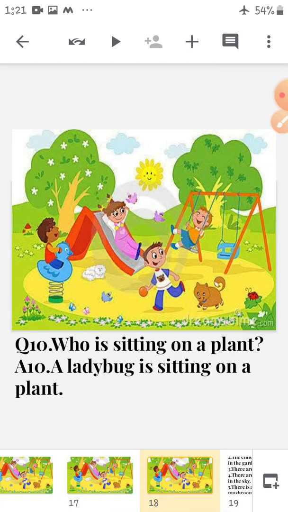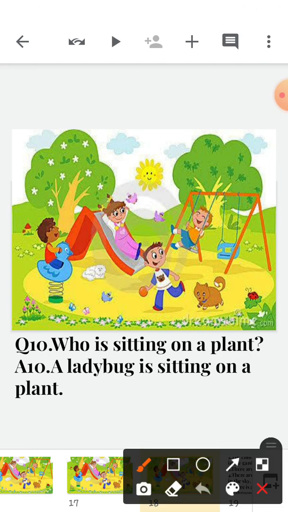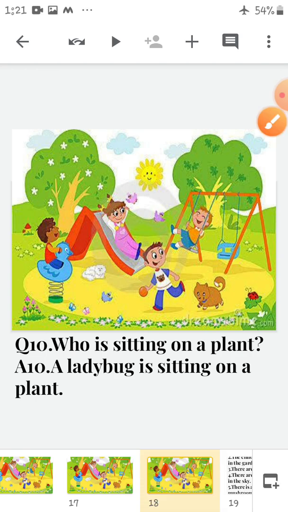Then, who is sitting on a plant? Who is sitting on a plant, children? See, here is a plant. And who is sitting on that plant? Yes, a ladybug is sitting on a plant.